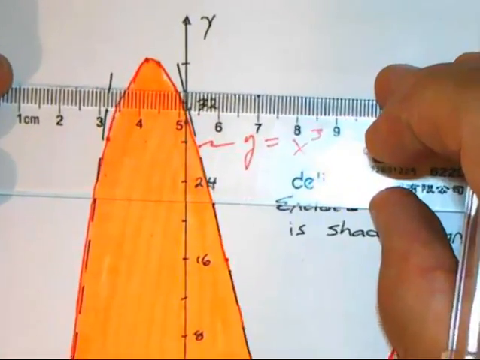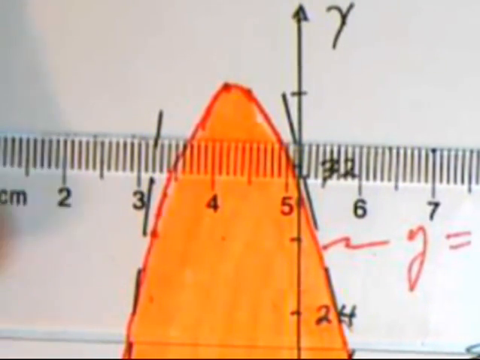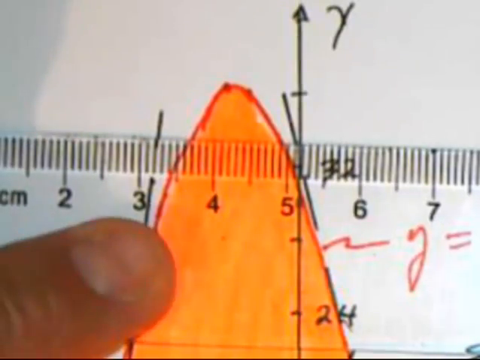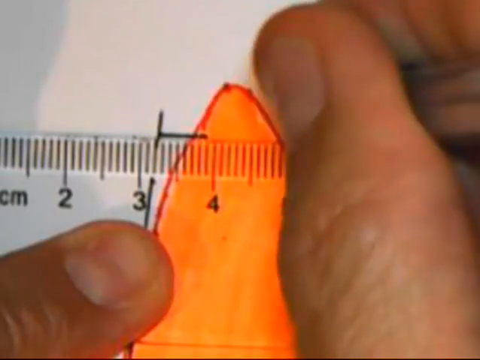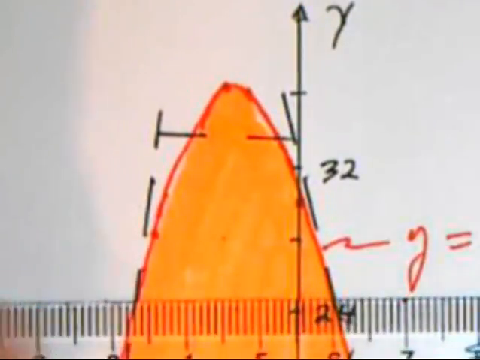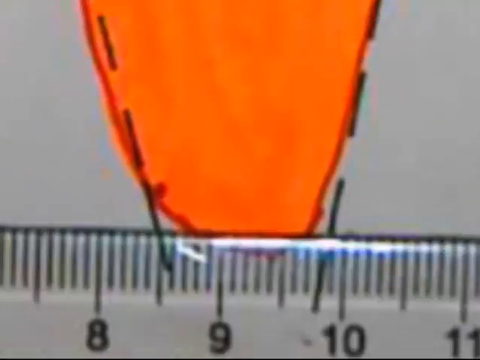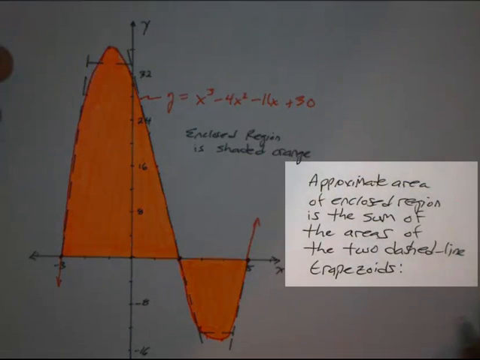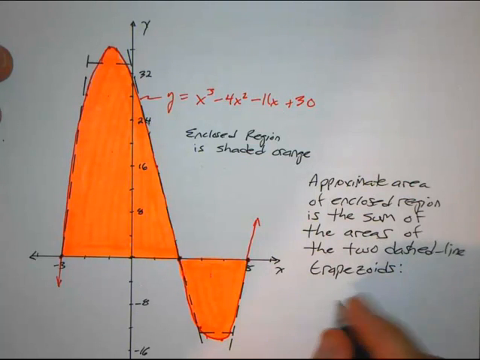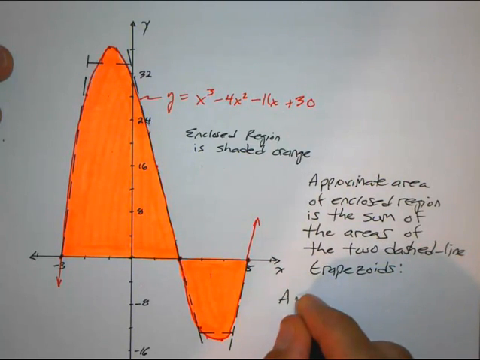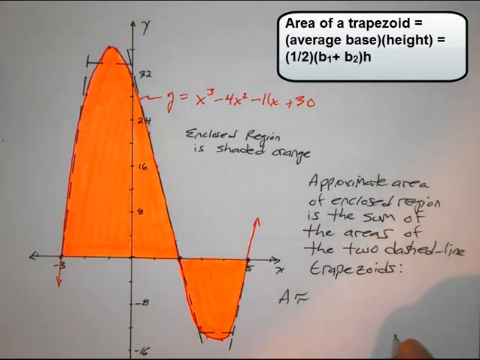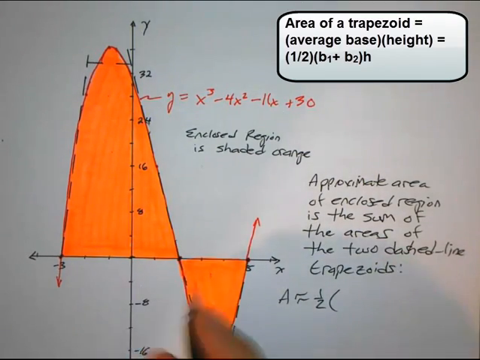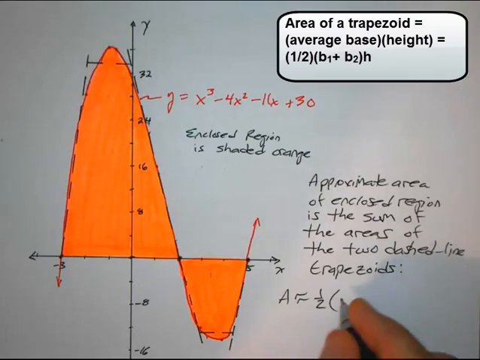When sketching this final base, I look to see that the area that's being excluded would just equally fill the voids that I have in the shape. Here I want to write down that the approximate area of the enclosed region is the sum of the areas of the two dashed line trapezoids. Now, to get that area, I have to remember the area of a trapezoid. For me, my mnemonic device is to just say its average base times height, which translates into a 1/2 of B1 plus B2 times h.